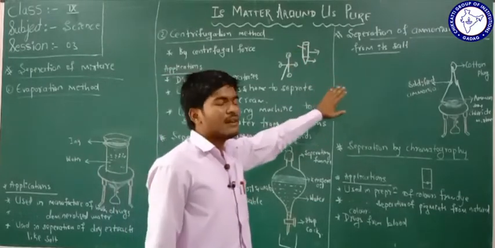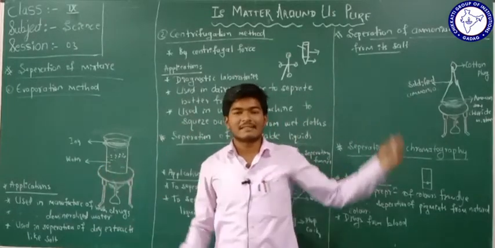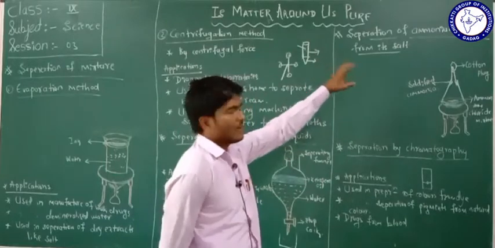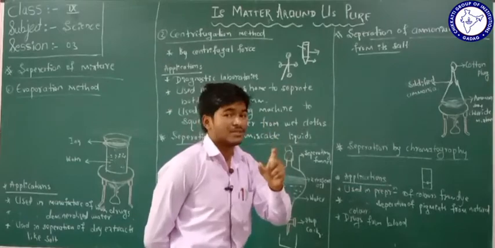It is another type of separation. It is just like evaporation, but it is something different from evaporation. Is it clear? So we are going to separate ammonium chloride from its salt by the use of the sublimation property.